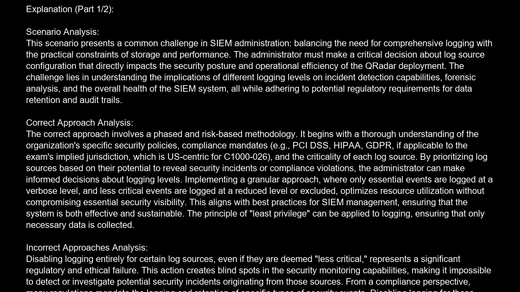Incorrect approach analysis. Disabling logging entirely for certain log sources, even if they are deemed less critical, represents a significant regulatory and ethical failure. This action creates blind spots in the security monitoring capabilities, making it impossible to detect or investigate potential security incidents originating from those sources. From a compliance perspective, many regulations mandate the logging and retention of specific types of security events. Disabling logging for these sources would directly violate such mandates, leading to potential fines, legal repercussions, and reputational damage. Furthermore, it demonstrates a lack of due diligence in protecting organizational assets and sensitive data.